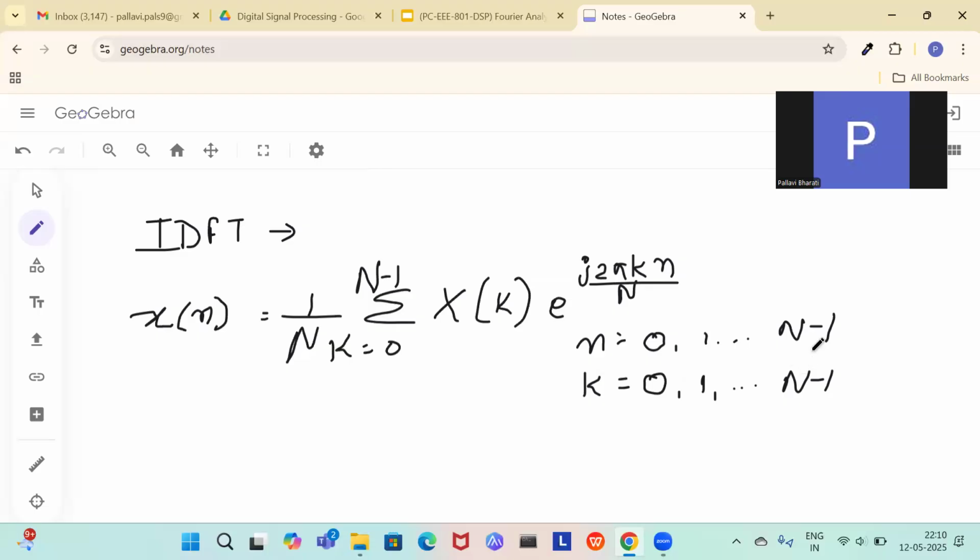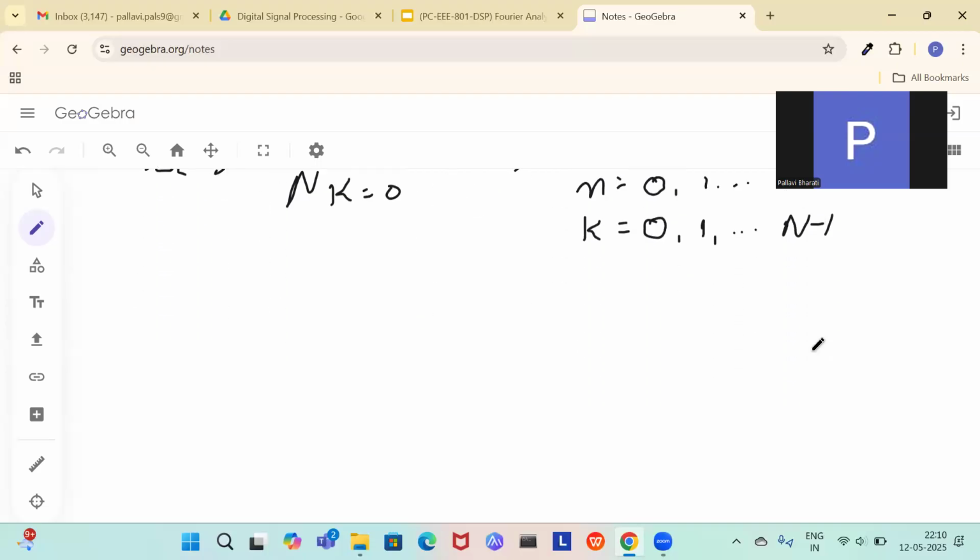So again, the properties of the DFT are going to be the same, the linearity property. First, we'll do some questions. After that, we will be doing the properties. One question on DFT and one question on how to find the IDFT, and then we will go on with the properties. Fine, so let's get started.